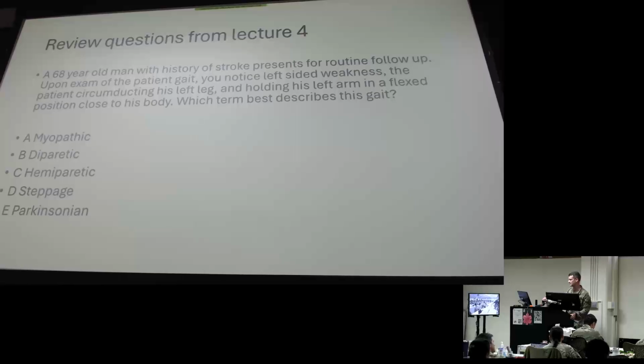of the leg. This kind of leads us into our first review question here. I've got a 68-year-old male with history of stroke, presenting for routine follow-up. Upon exam, you notice left-sided weakness in the patient's gait, the patient circumducting the left leg, so it's kind of sweeping out and around as he's walking. That leg, it's spastic, it's not quite working right, he's kind of swinging it around.